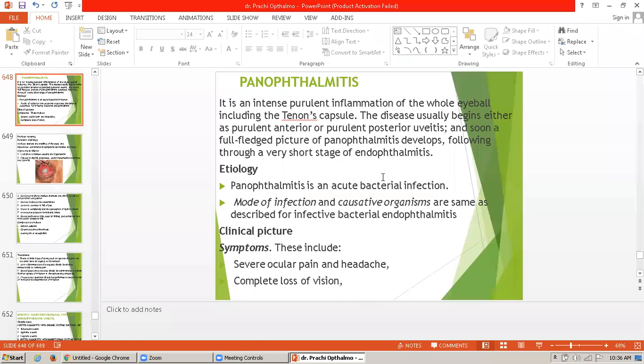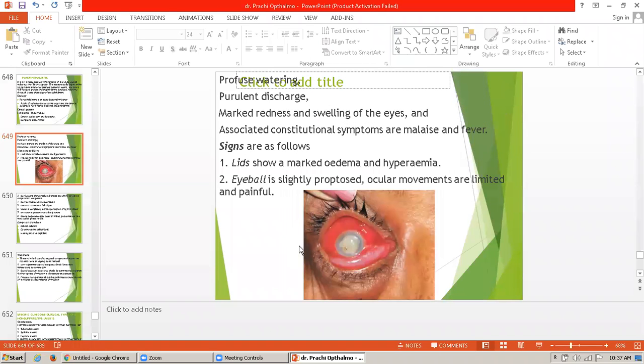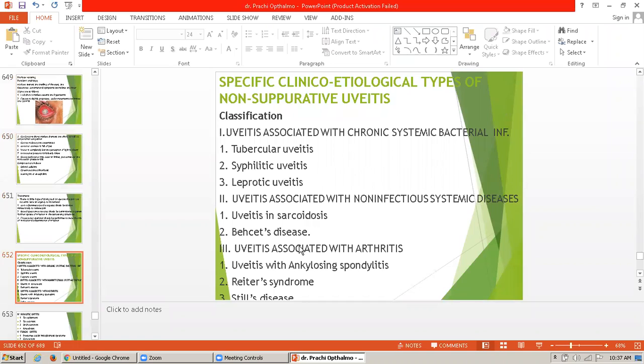So in panophthalmitis, we have seen its definition, etiology, clinical picture, signs and symptoms, and treatment. Next are the specific clinico-etiological types of non-suppurative uveitis. In that, the classification first covers uveitis associated with chronic systemic bacterial infection: tubercular uveitis, syphilitic uveitis, and leprotic uveitis.